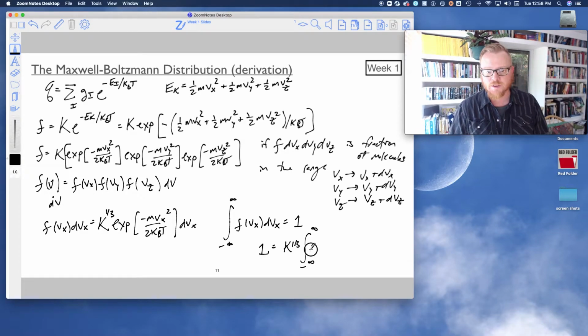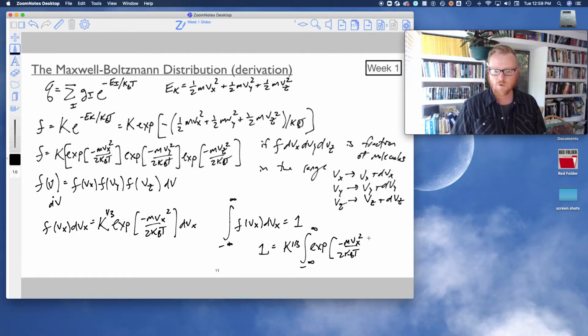And now that's going to be, replace this with f(vx) dvx, this function here. So that's going to be my exponential function of negative m vx squared over 2kbT, times dvx.